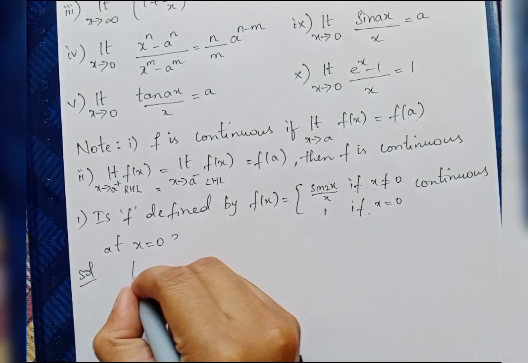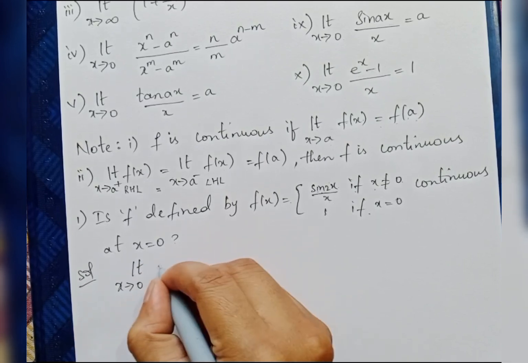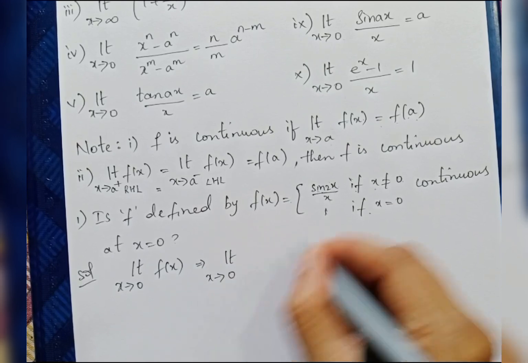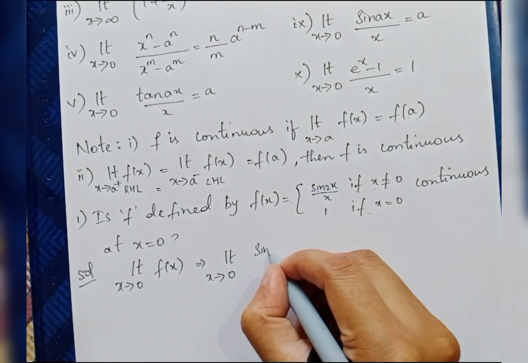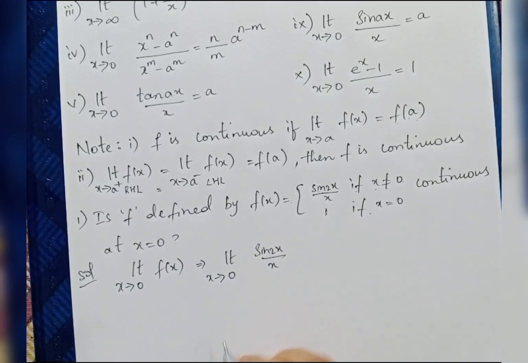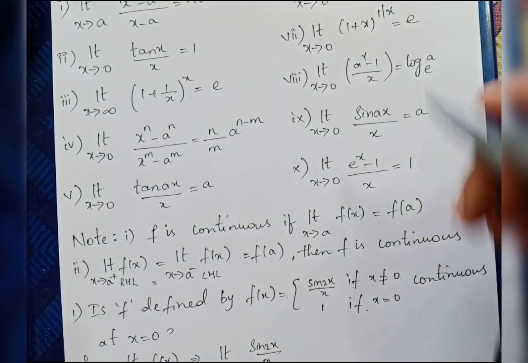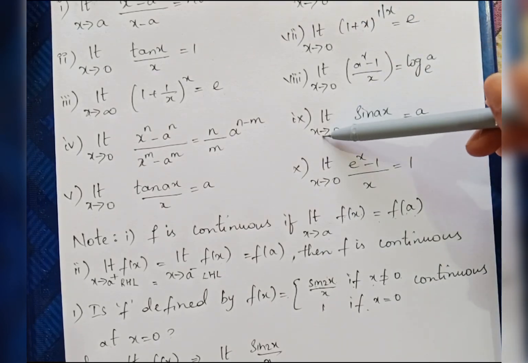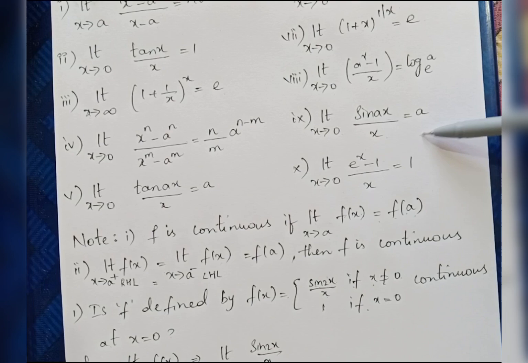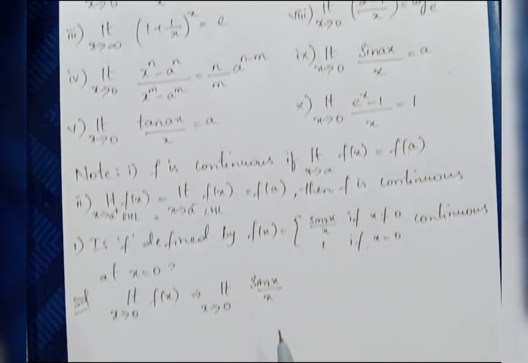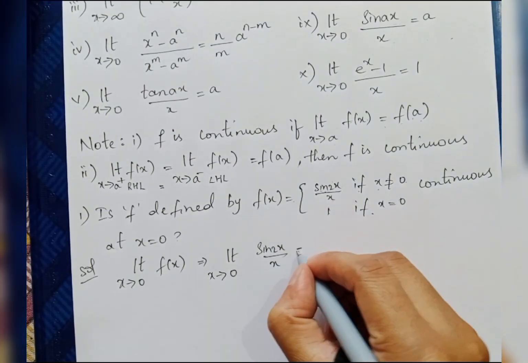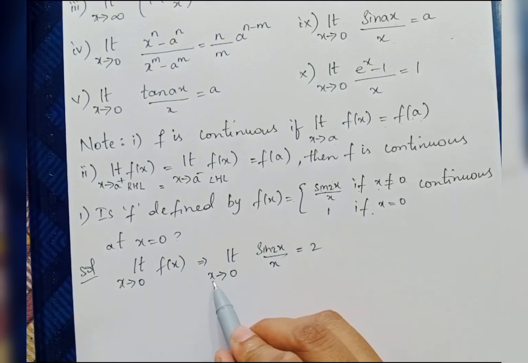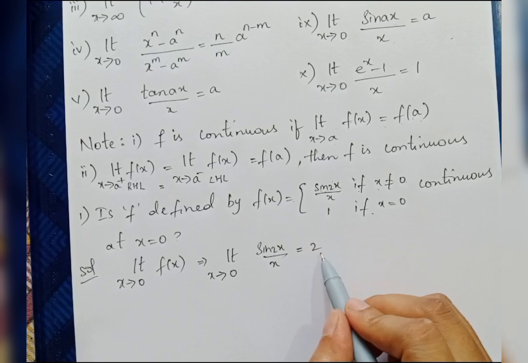Okay, so we have to write limit x tends to 0 of the function f of x. So it is limit x tends to 0, and our function is sine 2x by x. Now we have already studied the formula. It is in this form: limit x tends to 0, sine ax by x is equal to a. So here the value of a is 2. So this limit is equal to 2. Right? When x tends to 0, the function value is 2.